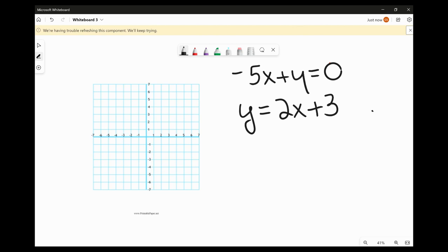I'm going to start again on the bottom line because it's in slope-intercept form. So I'm starting on y equals 2x plus 3. I can easily identify the y-intercept because it's my lonely guy. So I'm going to plot that on the graph at positive 3.